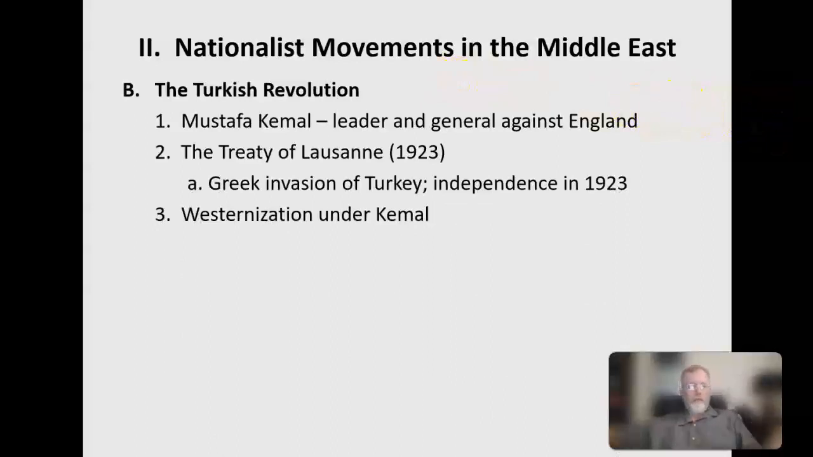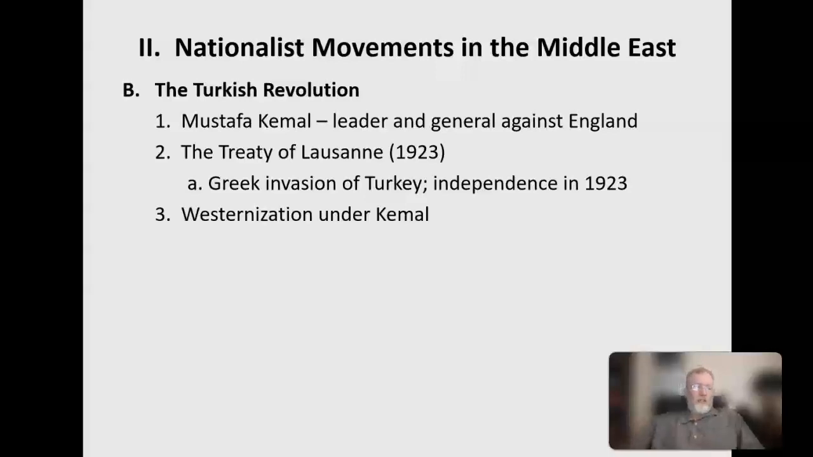So he becomes famous fighting against the British during the war. We have the Treaty of Lausanne signed in '23, to where the Greeks invade Turkey. The British assist this invasion, basically an attempt to control and take over Turkey for the Greeks. That's defeated. And Turkey gets this independence in '23 with Mustafa Kemal as their leader.